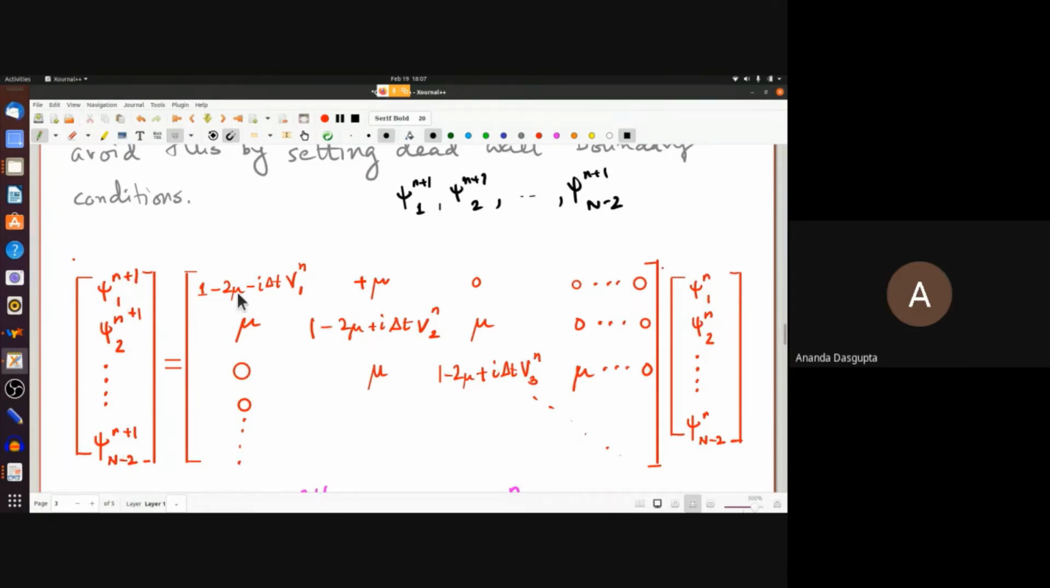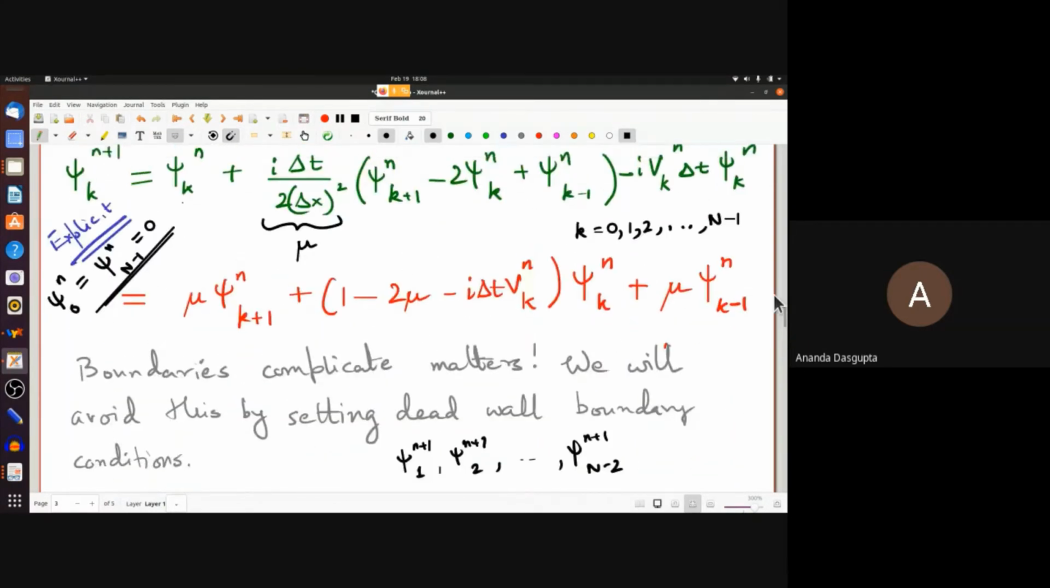Psi 1 n plus 1 is 1 minus 2 mu minus i del t v1 at n, the potential value at x1, times psi 1 n plus mu times psi 2 n plus nothing. So here, one thing is this is highly local. That is, the updating that we are doing for psi kn depends only on k plus 1, k minus 1, and k.